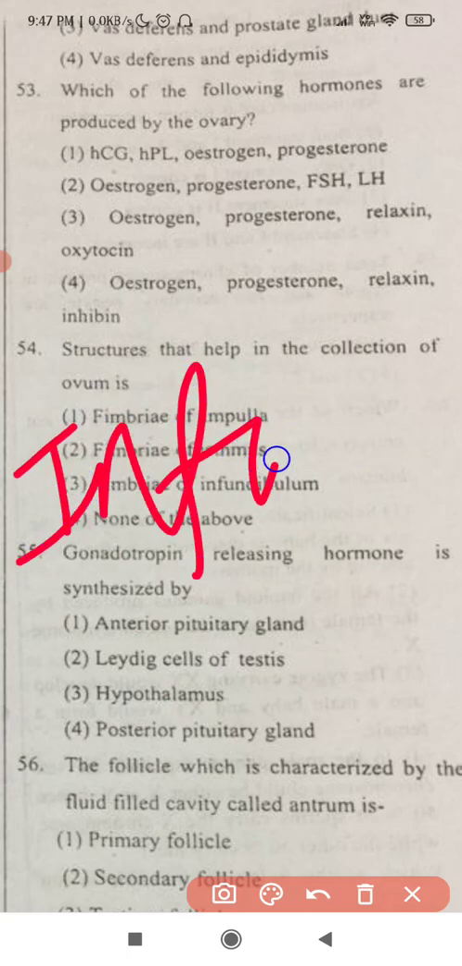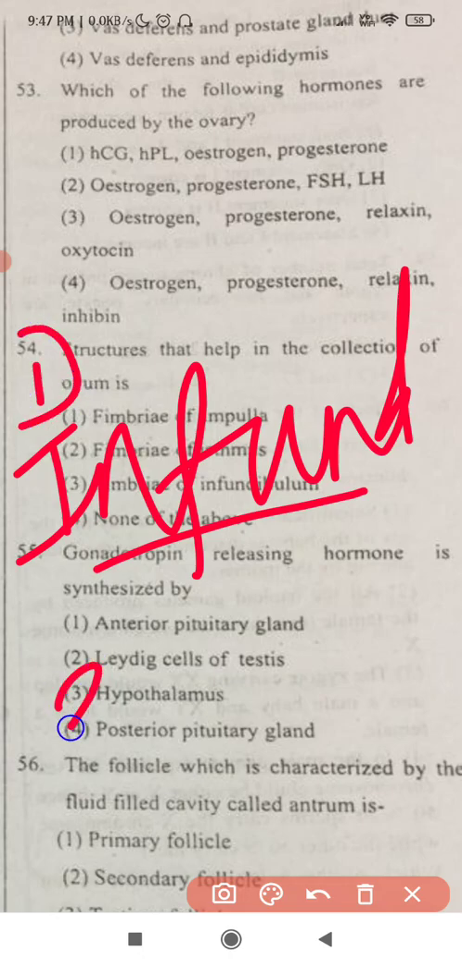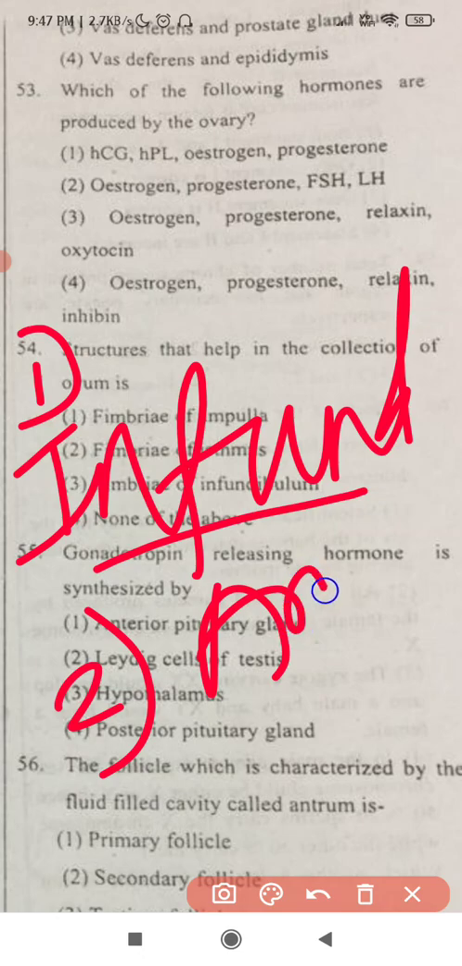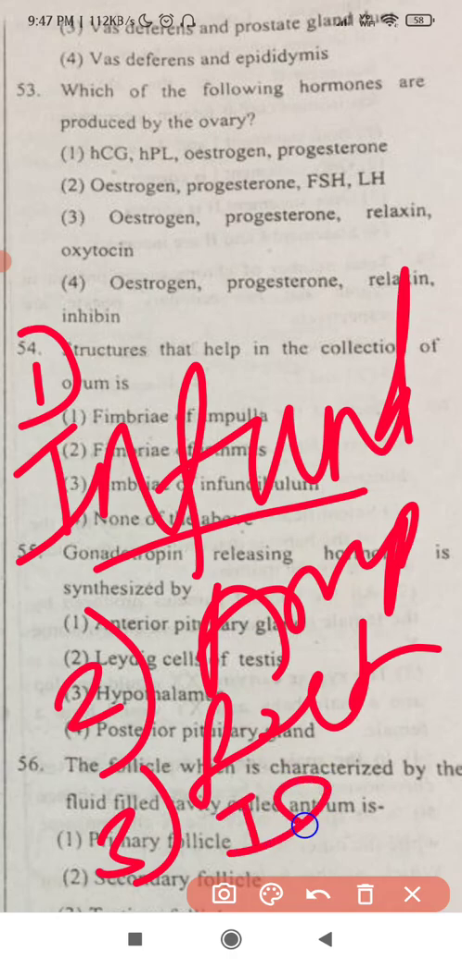So what are the parts of fallopian tube? First one is infundibulum, which is close to the ovaries, and it has finger-like structures, fimbriae, that collect the ovum after ovulation, right? The next structure of a fallopian tube is ampulla, where fertilization takes place. And the third structure is nothing but isthmus.